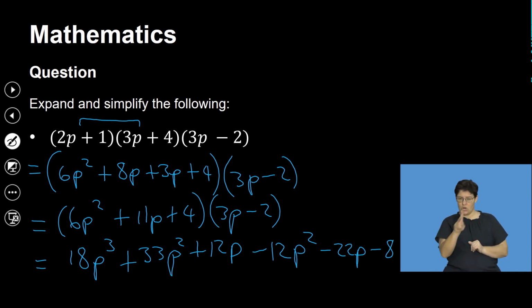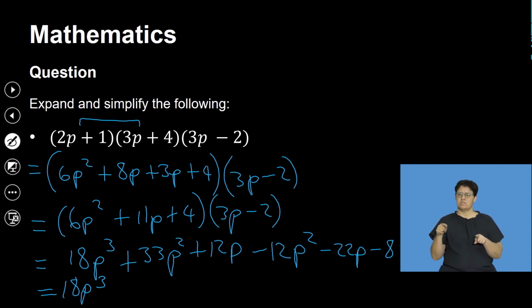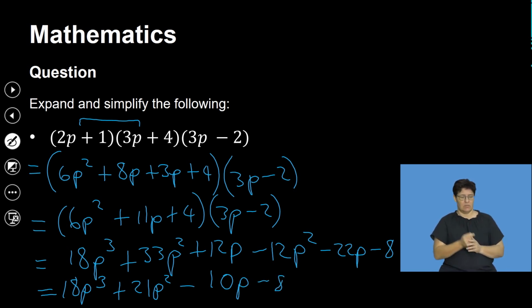You look at your like terms, firstly 18p cubed is alone, and then the p squared terms are 33 and negative 12, so that will give me plus 21p squared, and then the 12p and the negative 22p will give me negative 10p, minus 8. Let me just quickly verify for you everything here. 33 minus the 12 definitely will be 21, and that's what I will then have as my final answer there.